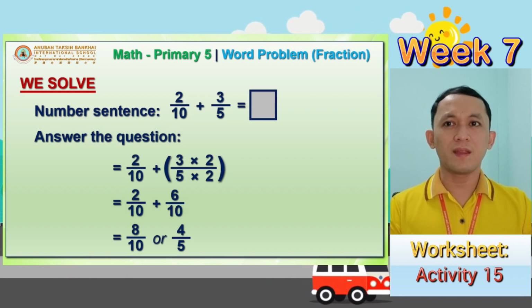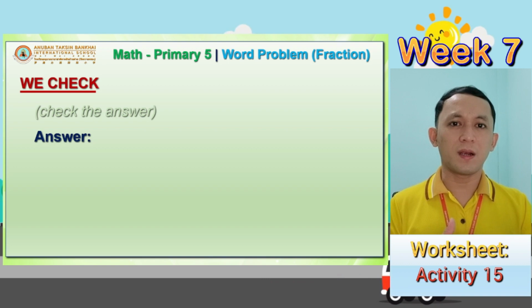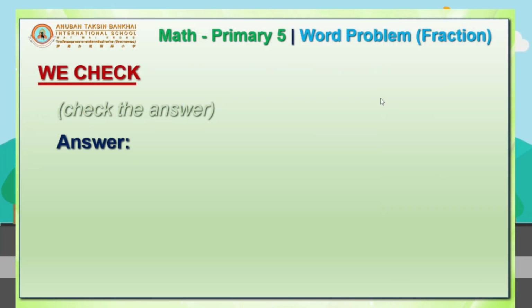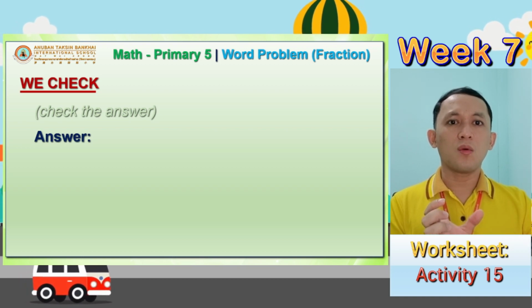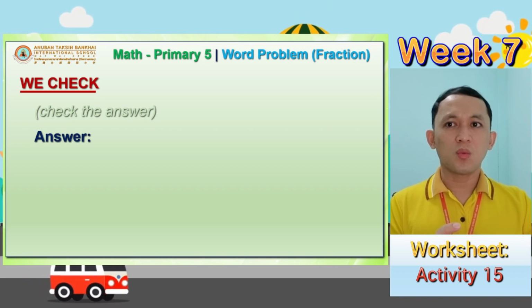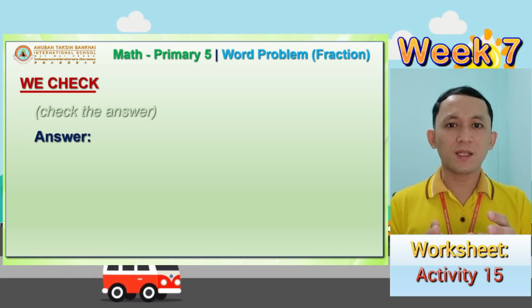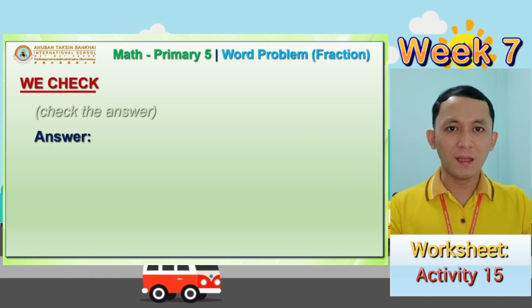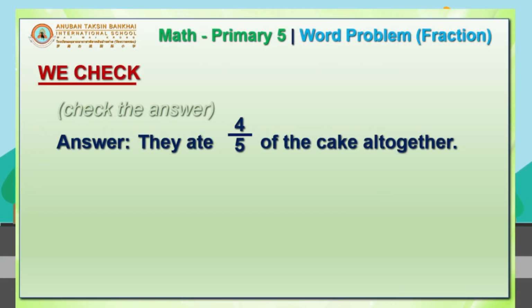And of course, the last one is checking our answer. Let's skip that part first and let's just write our answer directly. So going back to the question, you need to write what was being asked. So we were asked what is the total fraction that Peter and John ate. So our answer would be, they, meaning Peter and John, ate 4 over 5 of the cake altogether.